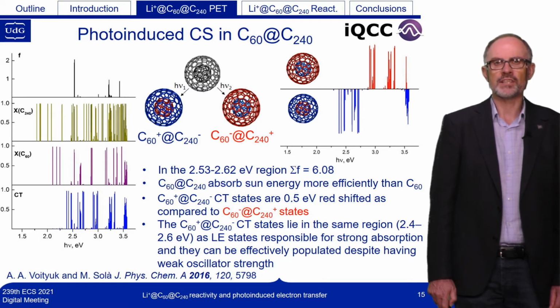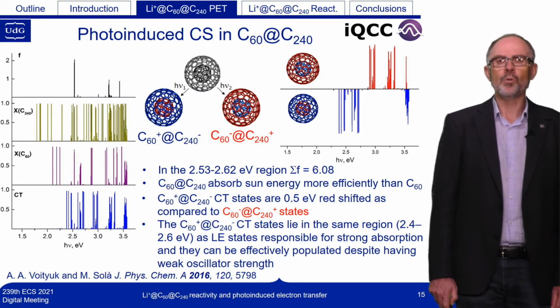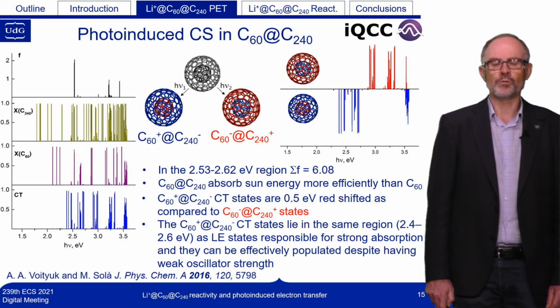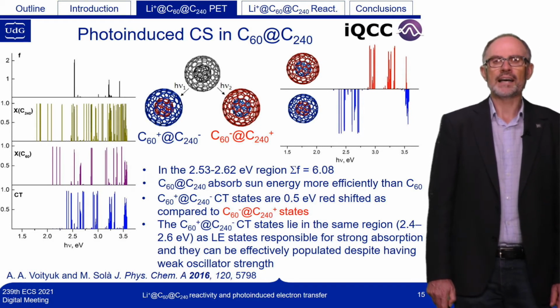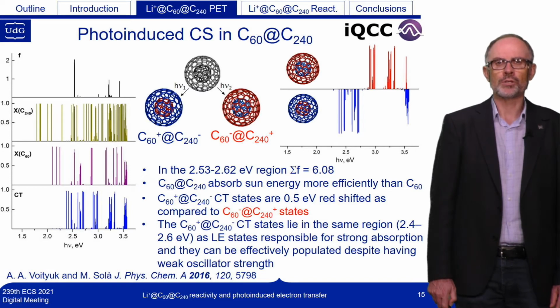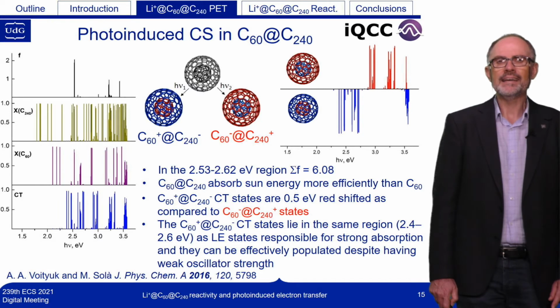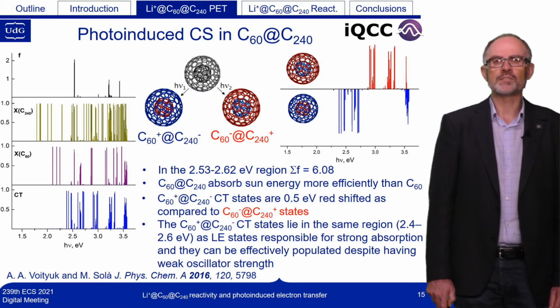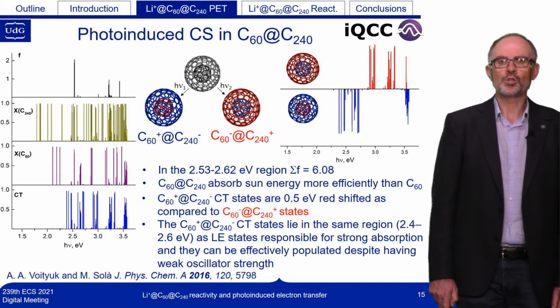The higher electron affinity of C240 as compared to C60 explains the lower energy of the C60 plus, C240 minus charge transfer states. Remarkably, the blue ones lie in the same region, 2.4, 2.6 electron volts, as local excitation states responsible for strong absorption. There are local excitations in C240, and they can be effectively populated despite having weak oscillator strength.